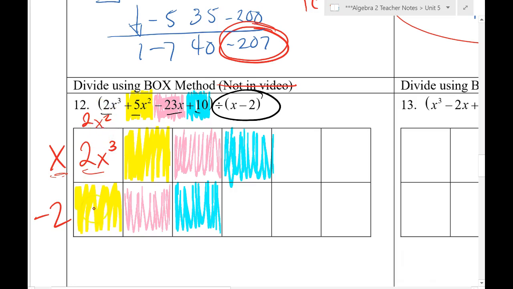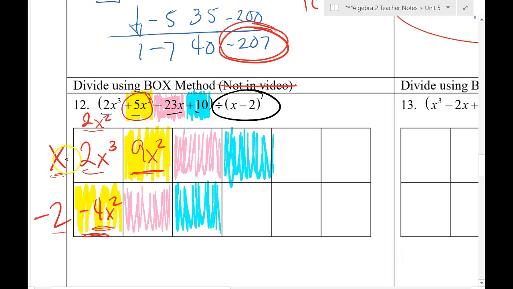And then what you do is you fill in the column below by multiplying this number on the side and the number on the top. So negative 2 times 2x squared will be negative 4x squared. And now you got to figure out what goes in this box. So you do that by saying, what do I have to add to negative 4x squared, this number down here, to equal this term here, our second term? Well, I'd have to add positive 9x squared. That's how we fill that box in.